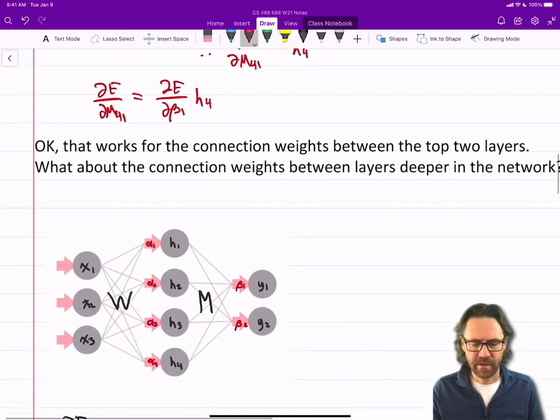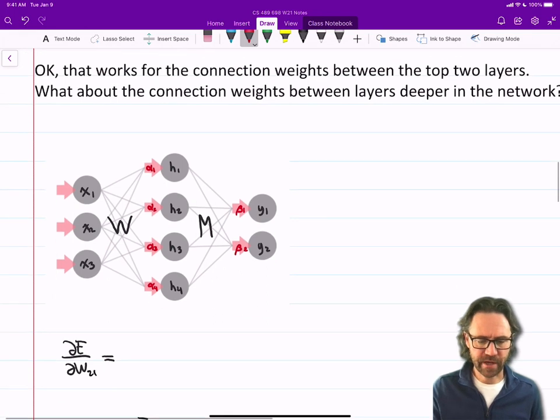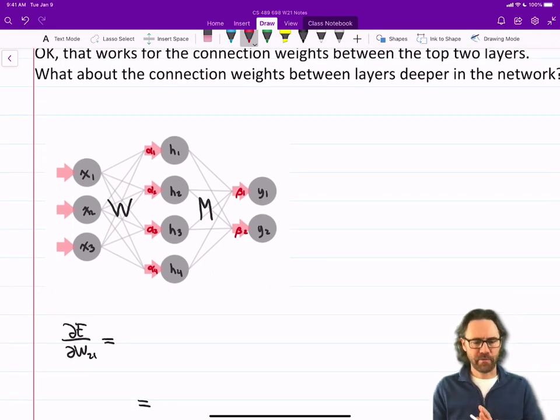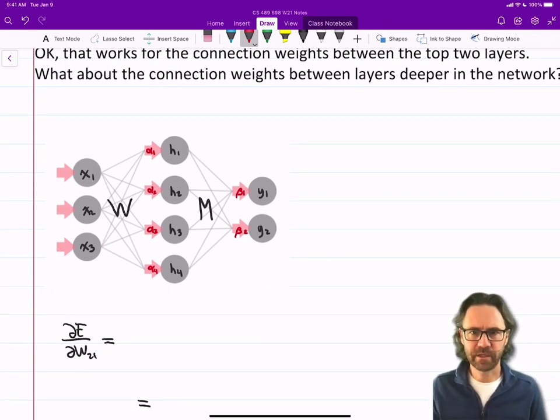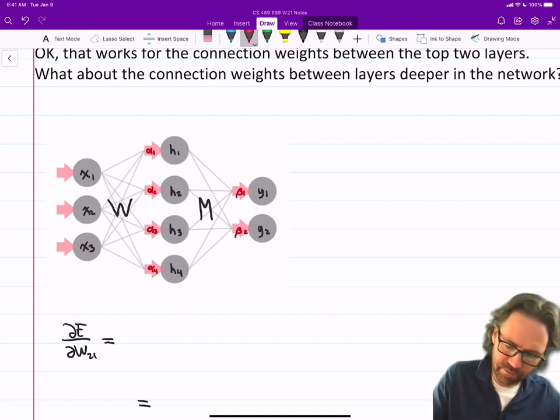That works for the connection weights between the top two layers. What about the connection weights deeper down in the network? Let's do some of those. Here's that network again. Now let's draw the dependency graph for this one. I'm going to draw it wider this time.